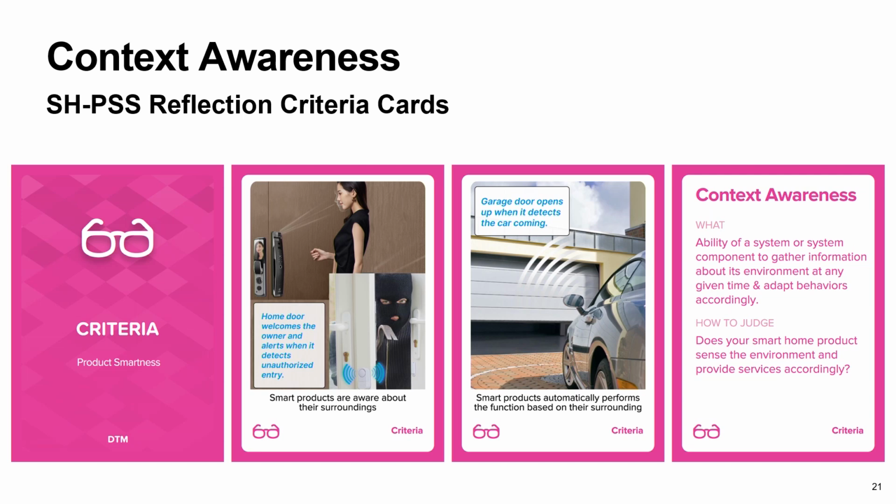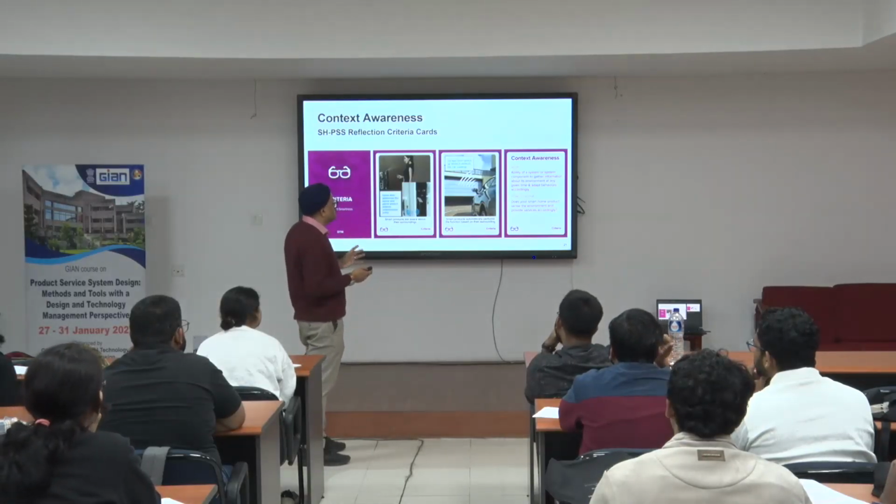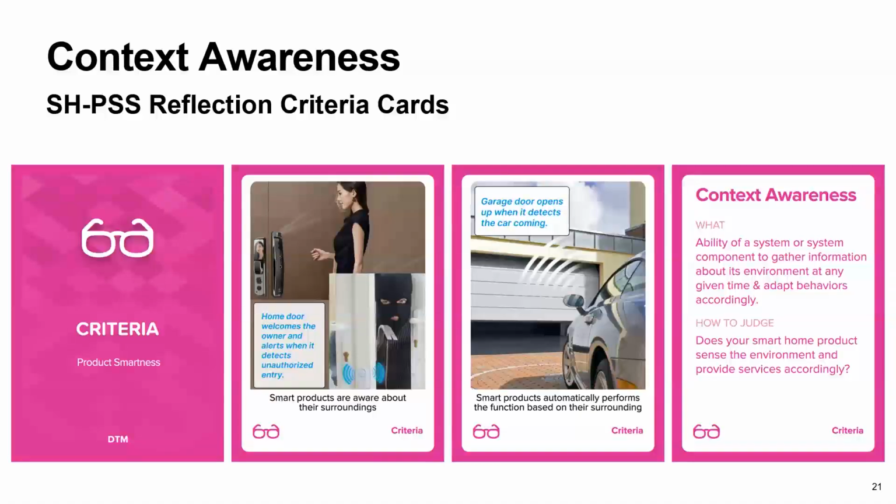So, first reflection card is the context awareness. So, we are just trying to understand that. The ability of a system or a system component to gather information about its environment at any given time and adapt behaviors accordingly. For example, how your smart home products sense the environment and provide services accordingly. So, that may be the context awareness.